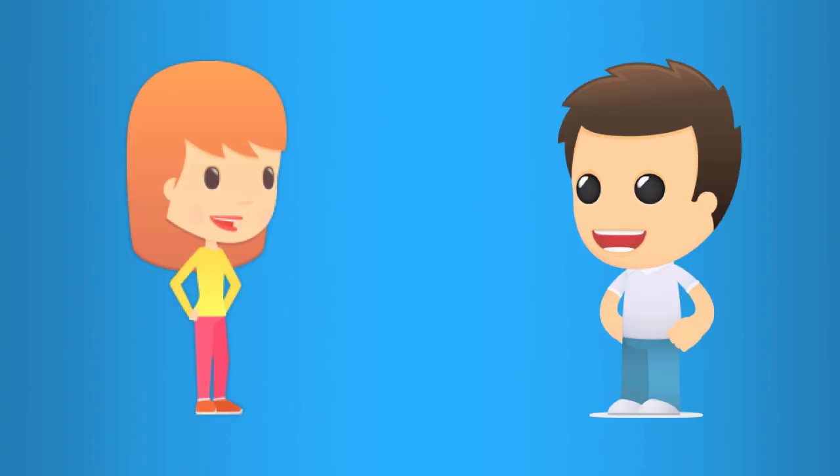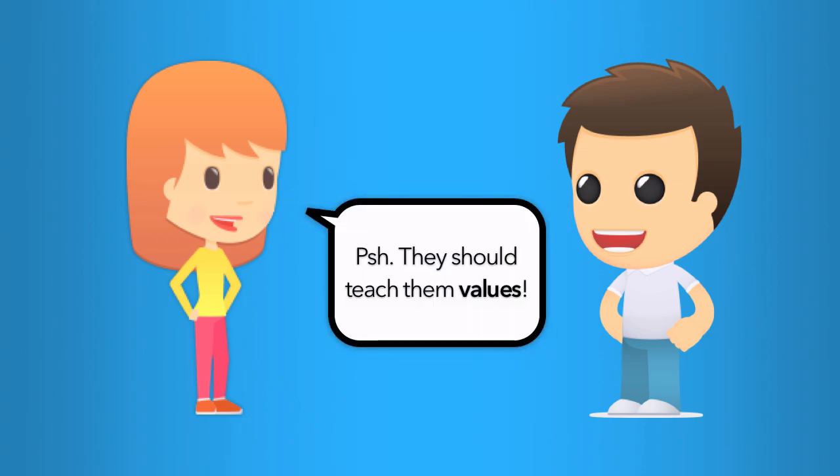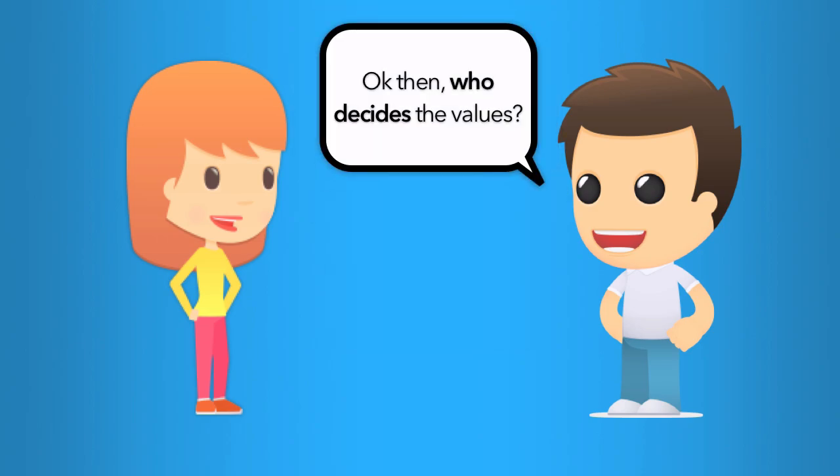For example, pretend you're having a debate with someone about what kinds of things should be taught in schools. You claim, "Schools need to teach the basics: reading, writing, and arithmetic." Your classmate counters, "No way. Schools also should teach kids how to be good people. They need to help them develop values." "Oh, come on," you respond. "If schools are supposed to teach values, who gets to decide which values?"